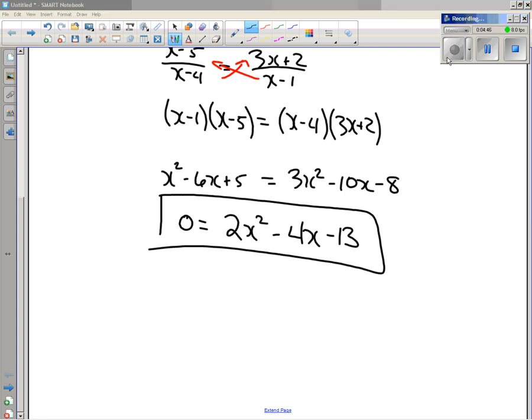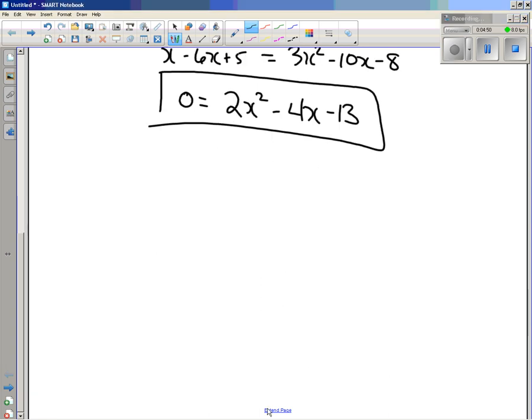So we have a quadratic in standard form. Can we factor this? We're looking for two numbers that multiply to negative 26 and also add to negative 4. Okay, doesn't look like that's going to happen. So what are we going to do now? If we can't factor it, what do we have to do? What do we use? Okay, we're going to use the quadratic formula.